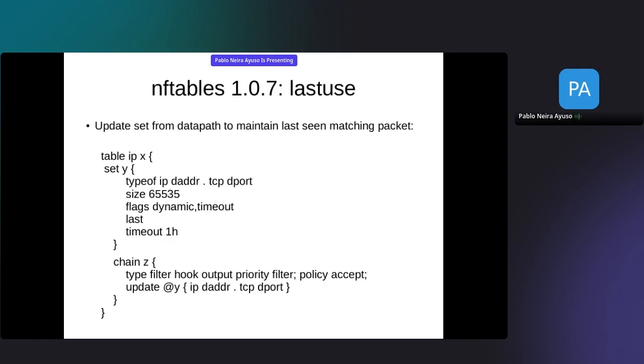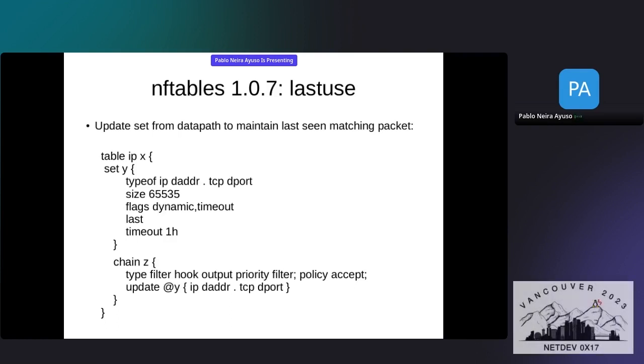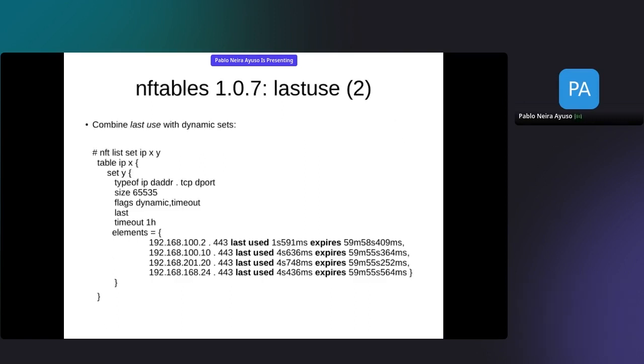And then you have to use this set from the rule set. In the example there, it's basically output traffic, just storing all IPv4 destination addresses and TCP destination ports. And it looks like this. Listing the set, what you see is basically all the destination IPv4 addresses and ports, and the last time when each element has seen a matching packet.